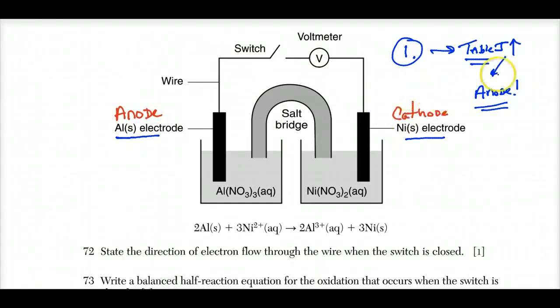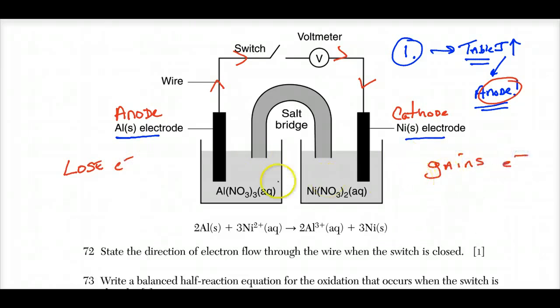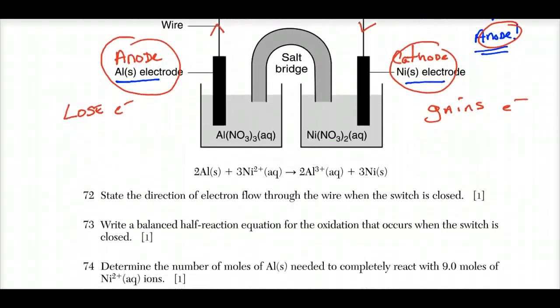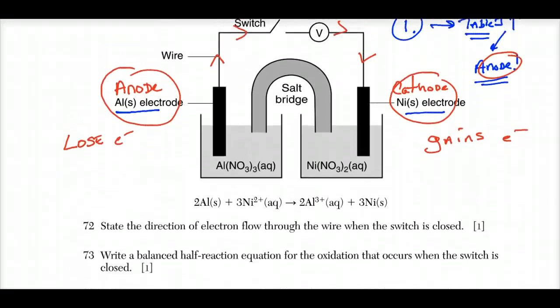Once I know who my anode is, electrons always flow from the anode to the cathode. Always from the one who oxidizes, loses electrons, to the one who gains electrons. It can only be that way, guys. You can only have someone lose electrons to someone who gains them. That's how the flow always goes, in every diagram. So the first question: state the direction of flow of electrons through the wire when the switch is closed.